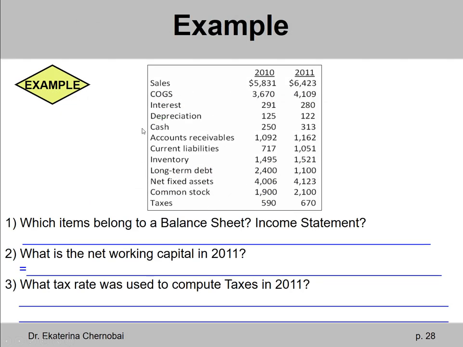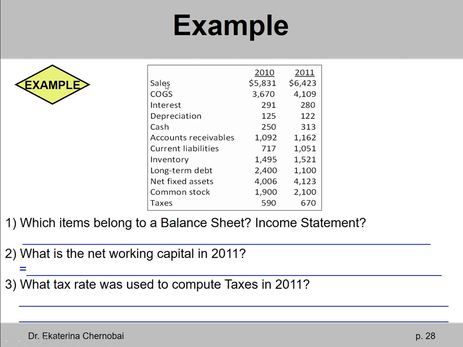Let's do a comprehensive example. In this table, we are given different items. If you look closely, you will realize that some of them come from an income statement, others from a balance sheet. And we also have the value for each for 2010 and 2011. Question 1. Which items belong to a balance sheet and which items belong to an income statement?